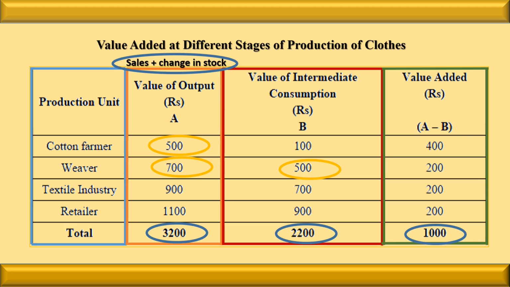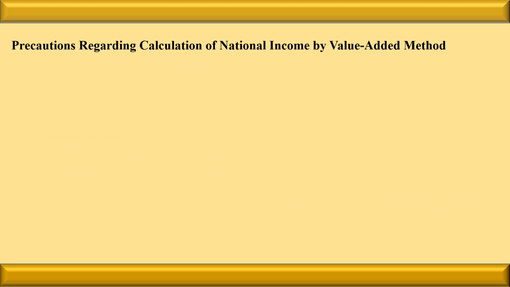So under the value added method, we consider the value added, not the value of output. The formula to calculate the national income under the value added method is value of output minus intermediate consumption. Now let us see the precautions that are duly considered while calculating the national income by the value added method.